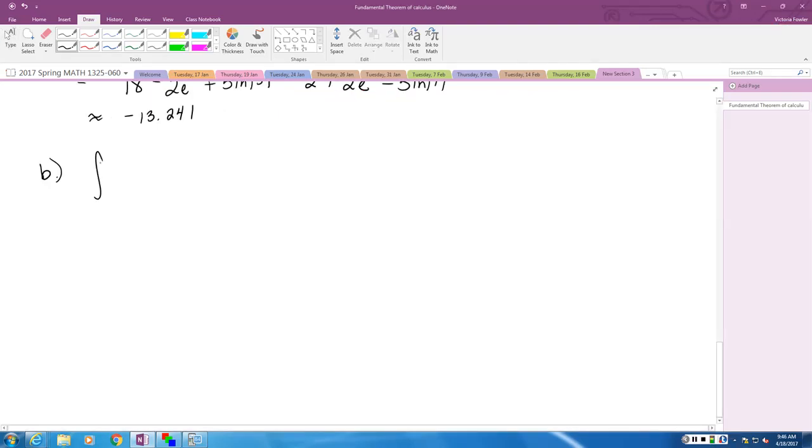Okay, definite integral. Let's look from 0 to 1. And we'll have 2x squared times the quantity 2x cubed plus 9 raised to the 6th, and we have dx.